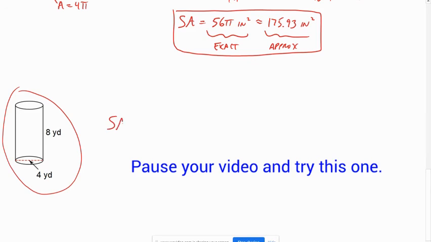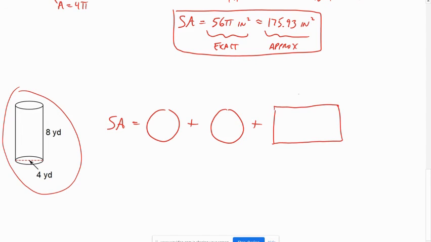So again, the surface area for a cylinder is the top plus the bottom plus the rectangle that wraps around to make the lateral area. Okay, so the circle, since our diameter is marked as 4, that means our radius is 2. So the area of this circle would be 4 pi, because remember, area of a circle is pi r squared, so that's going to be 4 pi. This one's also going to be 4 pi.